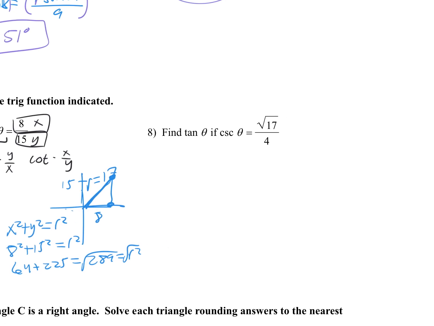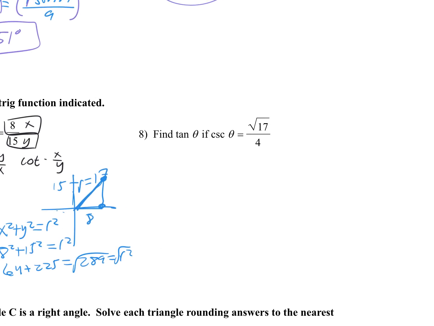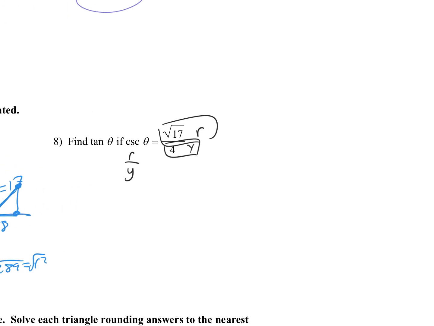All right, now if you look at the next one, I'm given cosecant, and I want to find tangent. Remember, cosecant is the reciprocal of sine. If sine is y over r, that would make cosecant r over y. So that would make this square root of 17 r, and this 4 down here y. So I can go ahead and draw that. I wasn't given any restrictions. I should have said what quadrant this is going to be in. Let's just say it's in the first quadrant, right? So I can say r, I know, is the square root of 17. y is 4. I don't know what x is.